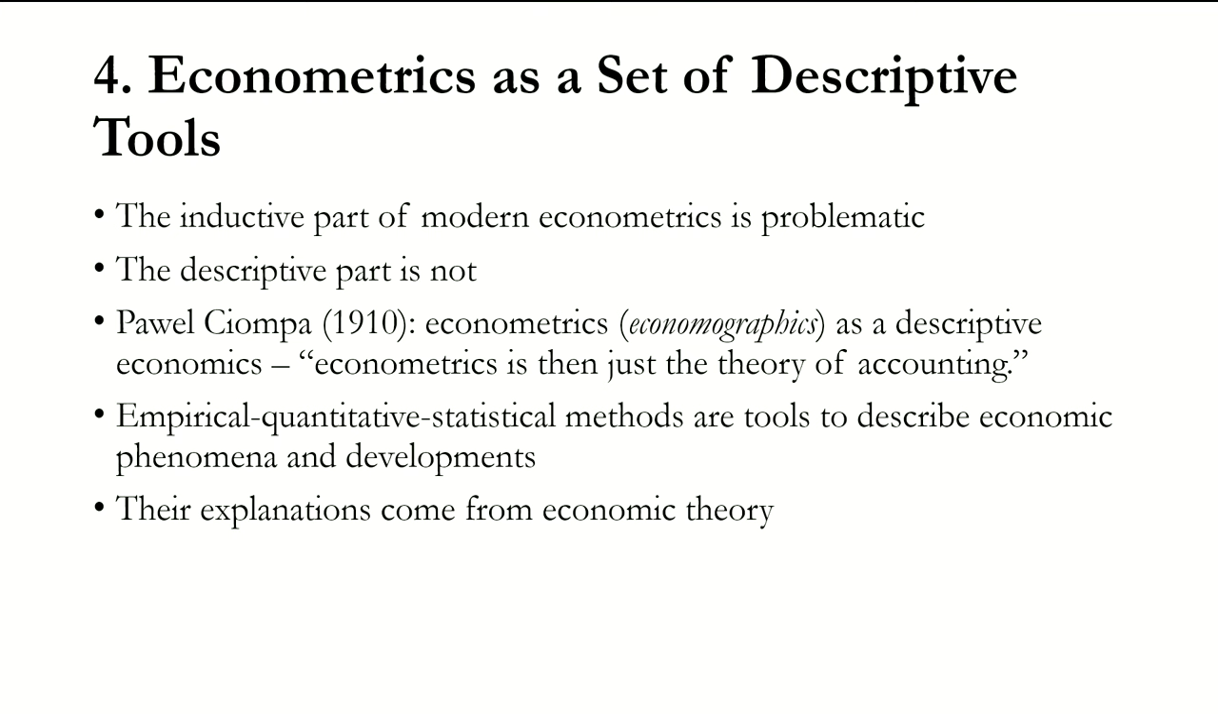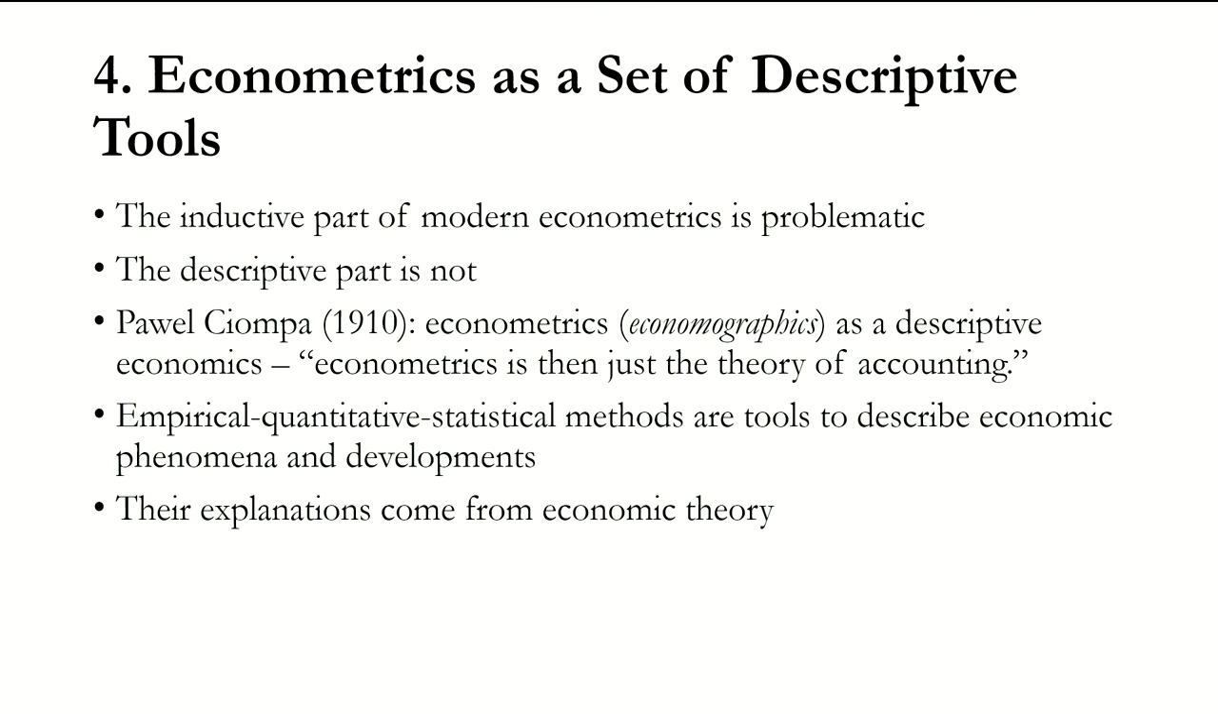Let me draw this main conclusion then. The inductive part of modern econometrics is problematic. Yeah, it is not justified because the constancy principle doesn't hold. And the descriptive part, on the other hand, is not. If we just try to describe what is the quantitatively measurable relationship between certain variables in the economy, this as such is more or less interesting. It can be more or less useful to guide us in our pursuits of truth and knowledge. But it is not, in a way, methodologically problematic.